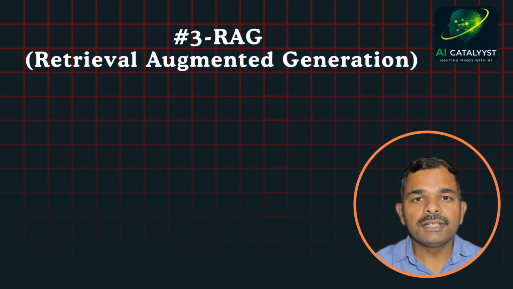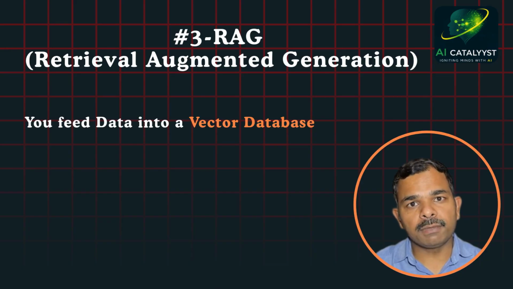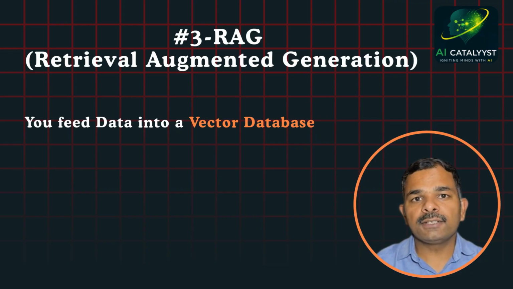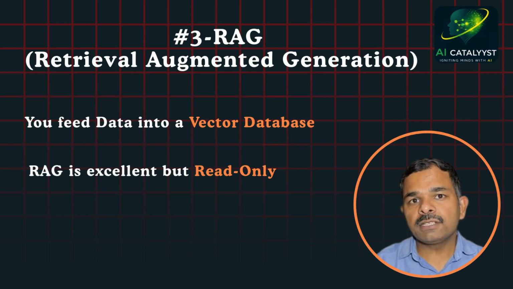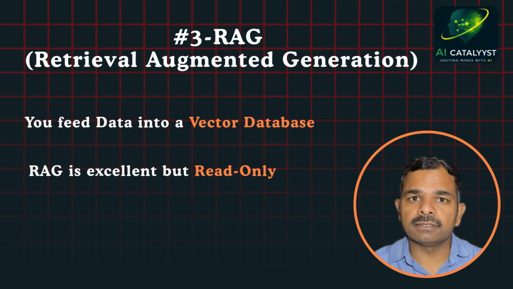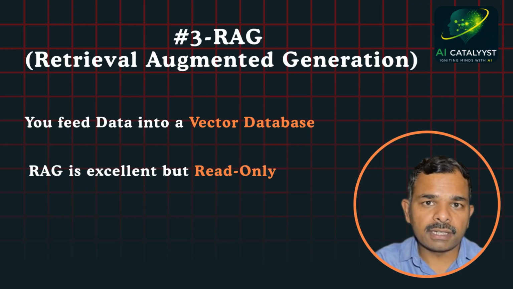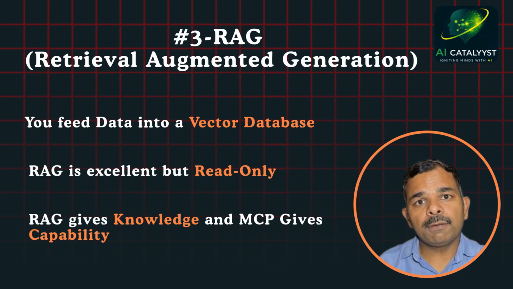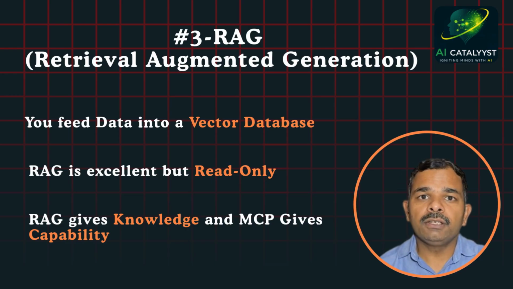Third is RAG, Retrieval Augmented Generation. In this technique, you feed your data and information into a vector database, and then AI models search the relevant chunks while answering your question. So RAG is excellent for retrieval of information, like searching through documents, finding the relevant information. But RAG is read-only, it cannot take action. MCP does everything which RAG does, but it can also take action. It can send an email, it can update the DNS records, it can update your database entry, create a Jira ticket. Think of it this way. RAG gives power and knowledge to AI, and then MCP gives the capability to AI to perform the action.